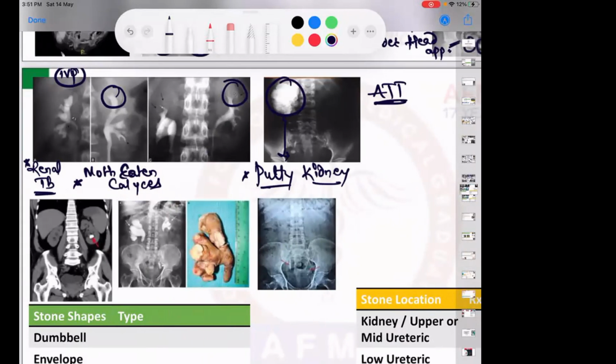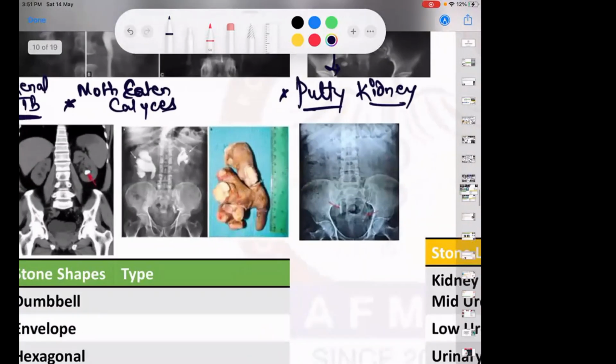Whereas the late sign is putty kidney, which will further progress to cement kidney due to calcification, and the treatment of choice is ATT. Okay, treatment of choice is ATT. No issues with this. Now, what is this?